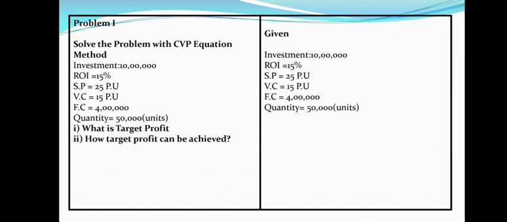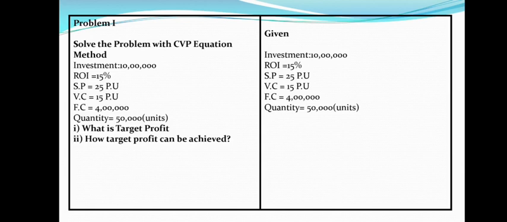The data given are: investment is 10 lakhs and return on investment is 15% of the investment. Selling price of the product is 25 per unit and variable cost is 15 per unit. Fixed cost is 4 lakhs. The quantity sold is 50,000 units. So first we have to find the target profit.